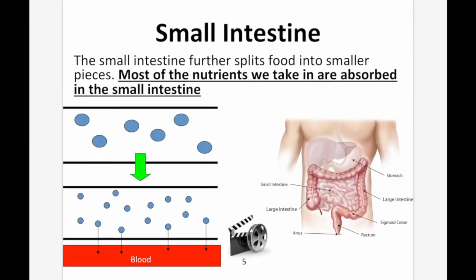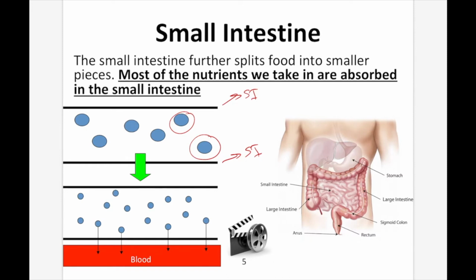Now, speaking of the small intestine, it further splits food into smaller pieces. Most of the nutrients we take in are absorbed in the small intestine, so it's a very important part of the digestive system. You can see our larger molecules here. This is representative of the small intestine, so that's like the wall of the small intestine. That's the other wall of the small intestine. And the food is just floating in through that.